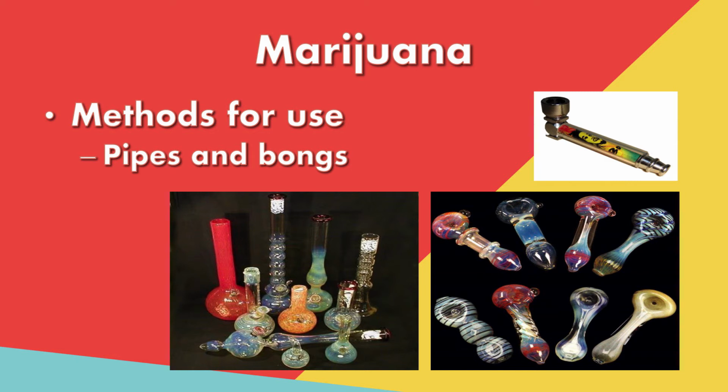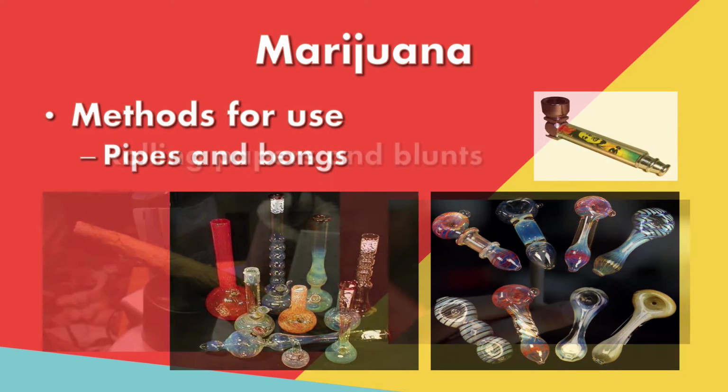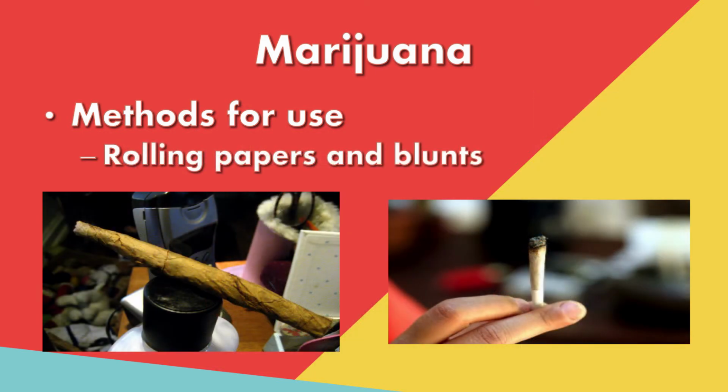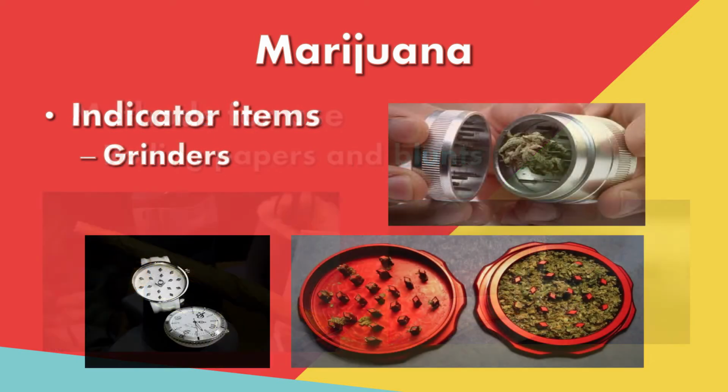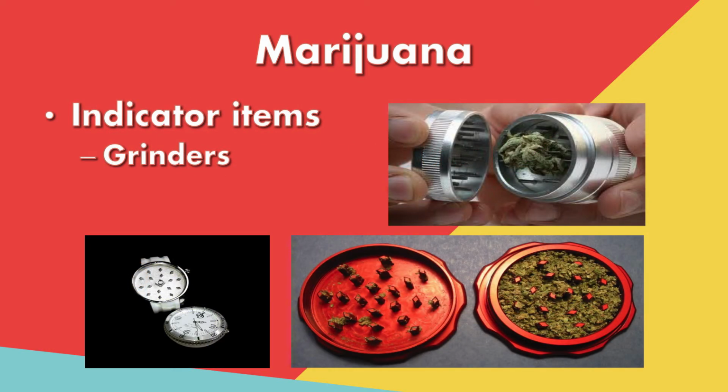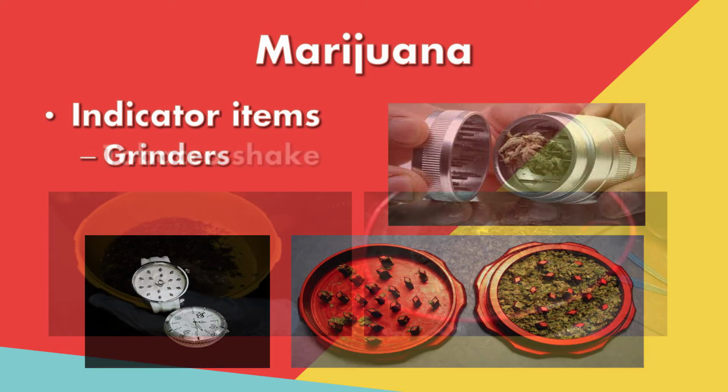Marijuana is typically smoked, so the methods for use would be pipes, bongs, rolling papers, and blunts. A blunt is a cigar where the middle of the cigar is removed and marijuana is put in the middle and smoked. With marijuana are other items. An indicator item is a grinder. People would grind the marijuana up so that it can be smoked.